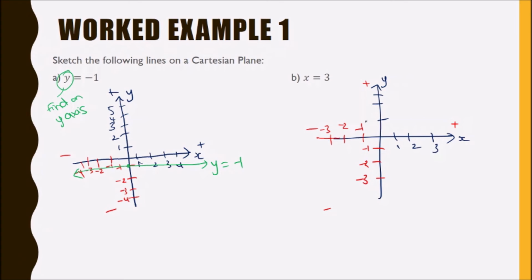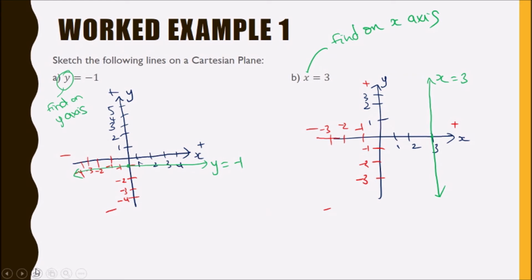1, 2, 3. Okay, so you've got to find x equals 3 on your Cartesian plane. This is the x-axis, so you've got to find x equals 3 on your x-axis. When x equals 3, it's about here. So just put a dot there so you know. Get a ruler and draw a line through that. Make sure you put two arrows up and down and you write x equals 3.